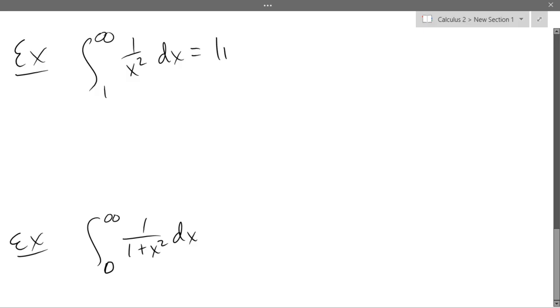I'll do the first easy step. Lim c approaches infinity, integral 1 to c. I'll just write x to the negative 2 dx. That's what you need to do anyways. So go ahead and integrate this. And then, when you're done with that, find the antiderivative of 1 over 1 plus x squared.